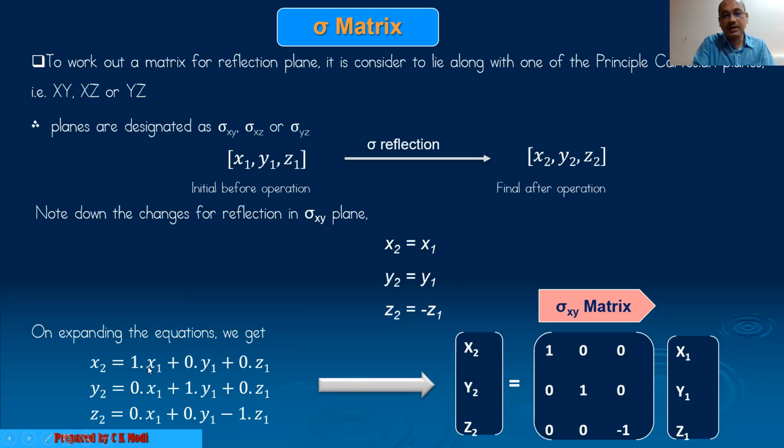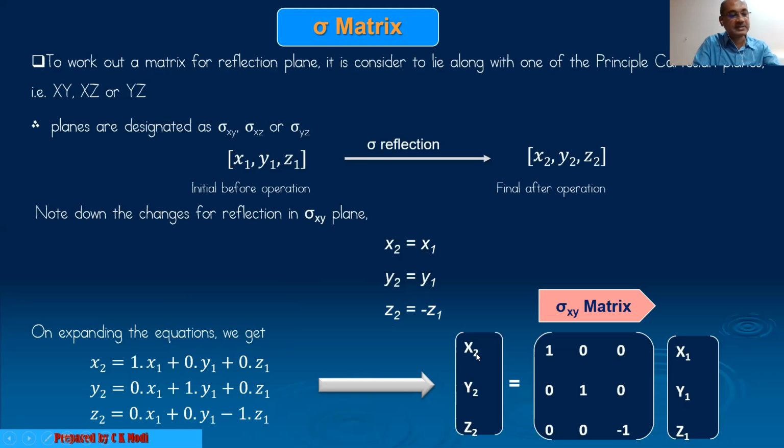x2 is equal to 1x1 plus 0y1 plus 0z1. What is the value of y2? y2 is equal to 0x1 plus 1y1 plus 0z1. What is z2? z2 is equal to 0x1 plus 0y1 minus 1z1.